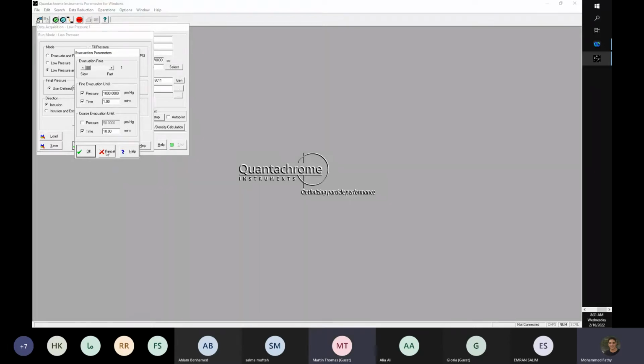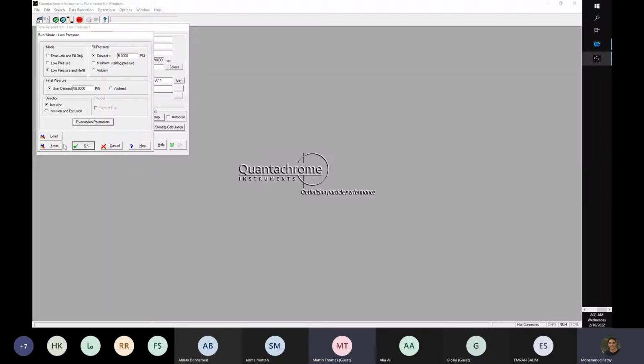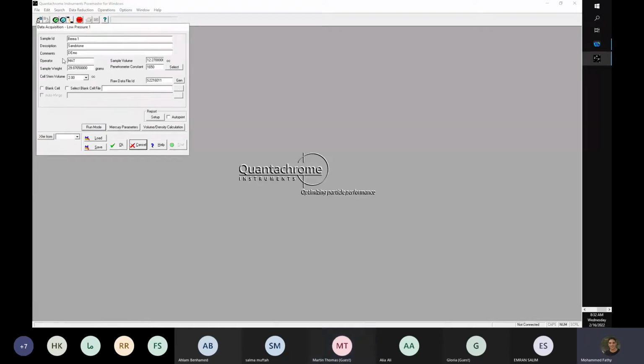So these are all part of a standard protocol that I can create and save and use over and over again. Okay. So once all this is loaded and this sample is in the instrument, if I were connected to the instrument, which I'm not today, I'd be able to just start the analysis, clicking this button down here.